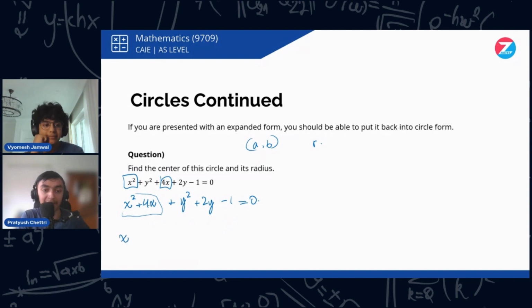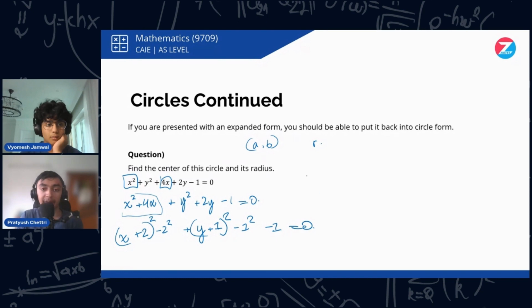Well, half of 4 is 2, so x plus 2 whole squared, and you minus 2 squared. Just like that. Same for y. Y plus 1 whole squared minus 1 squared. And you keep that minus 1 equals 0. Simplify everything out, right? Minus 2 squared is minus 4, minus 1, minus 1. So minus 4, minus 1, minus 1, minus 6.